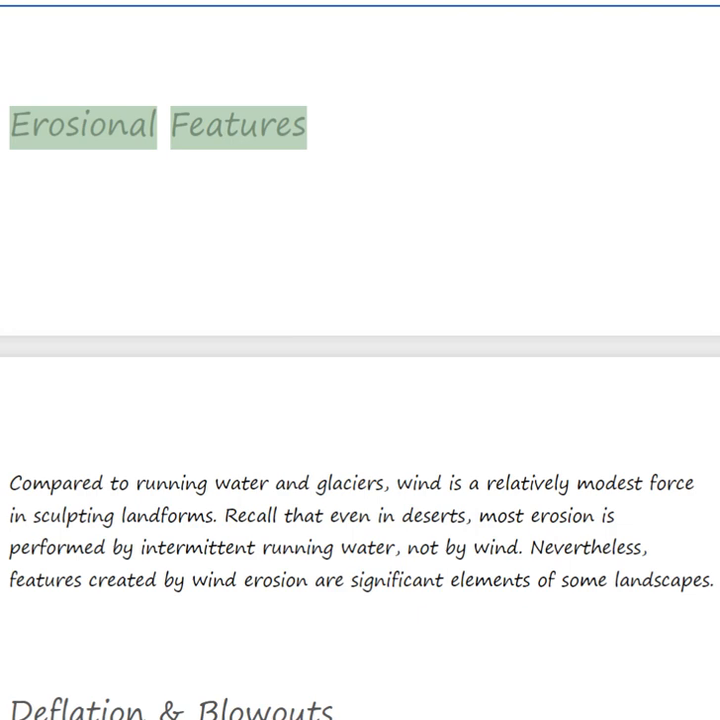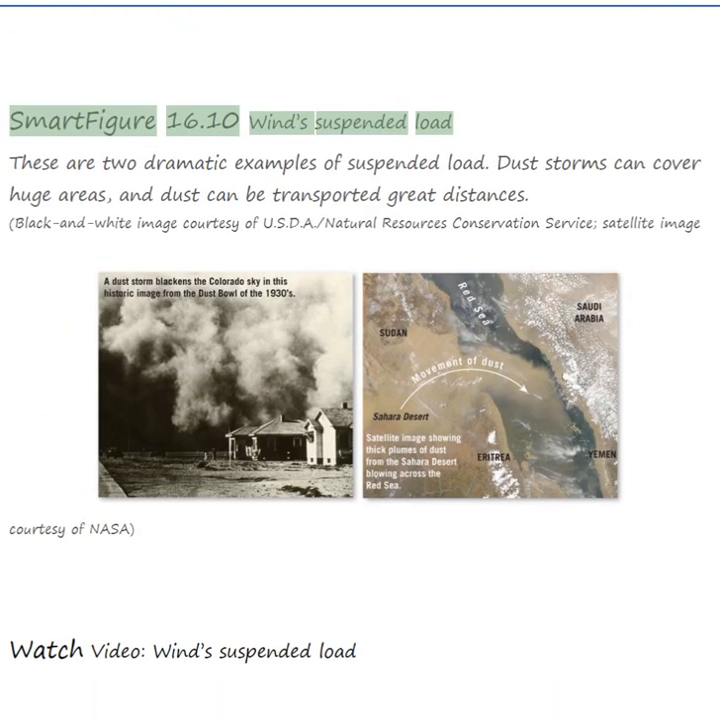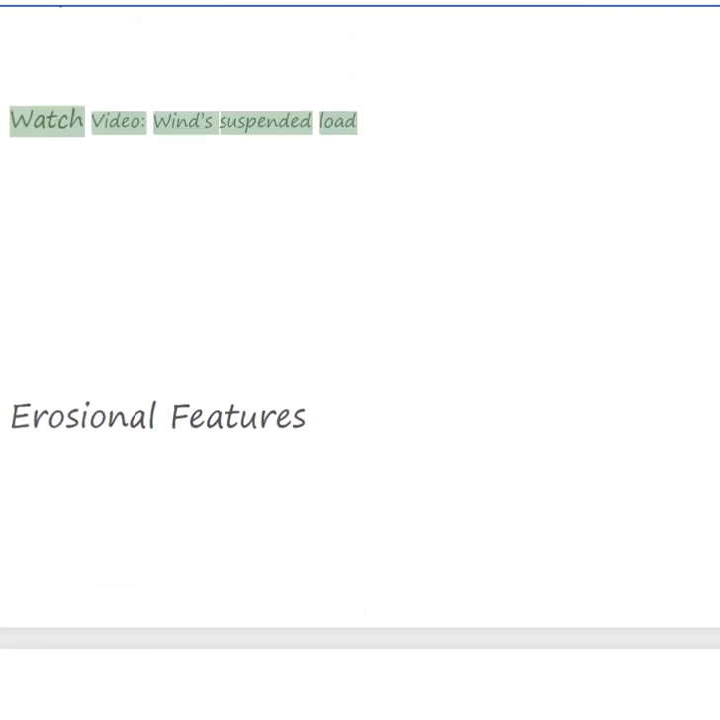Erosional features. Smart Figure 16.10 Wind suspended load. Watch video, Wind suspended load.